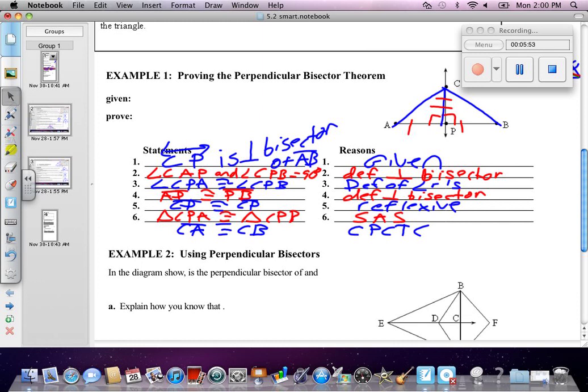Ready to turn over for the back? No. Okay, I'm going to give you one more minute. Please hurry up. Hurry. What's a statement for number 4? I'm done.